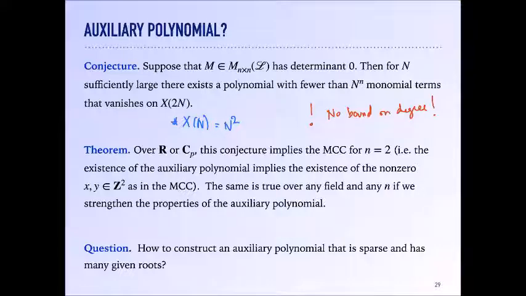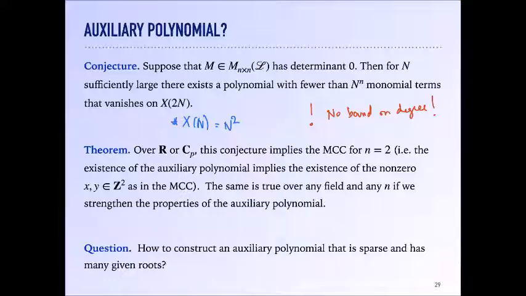And so that leaves me with the question of how to produce this polynomial with many roots that has few monomials. I have no idea how to do that. I've tried and failed. So I wonder if anyone in this audience has ideas, or has ever seen anything like producing sparse polynomials with many roots, then I'd be very excited to hear about that.